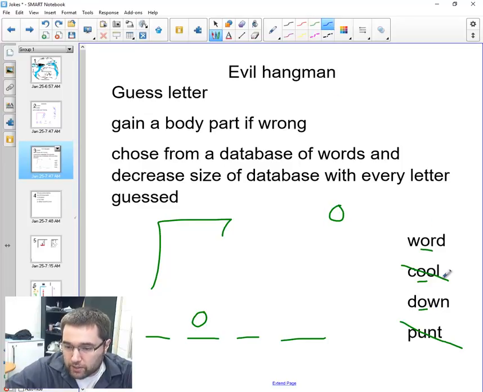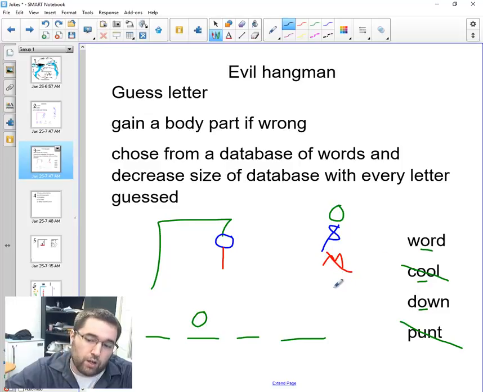My next guess, let's pick S, and S is not there, so we draw a little body part and put a line through it. My next guess would be M. M is not in either one, so I draw a body part, put a line through it. Then let's say we pick W. Well, W is in both.